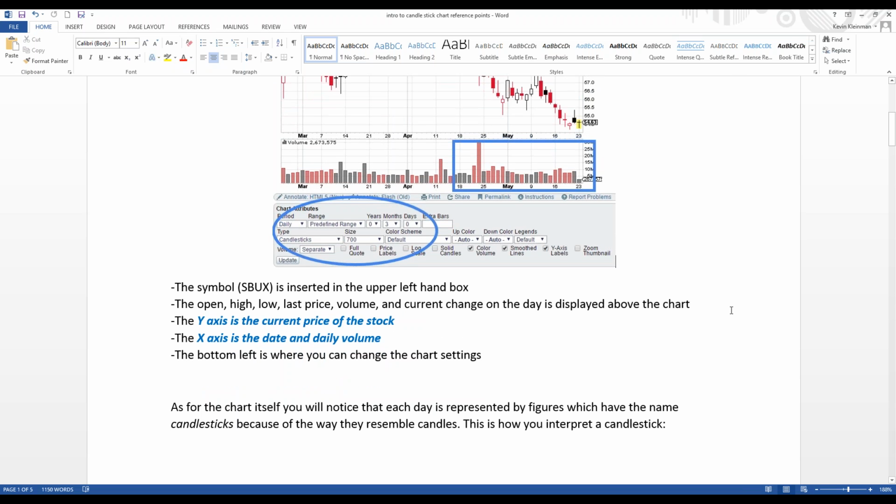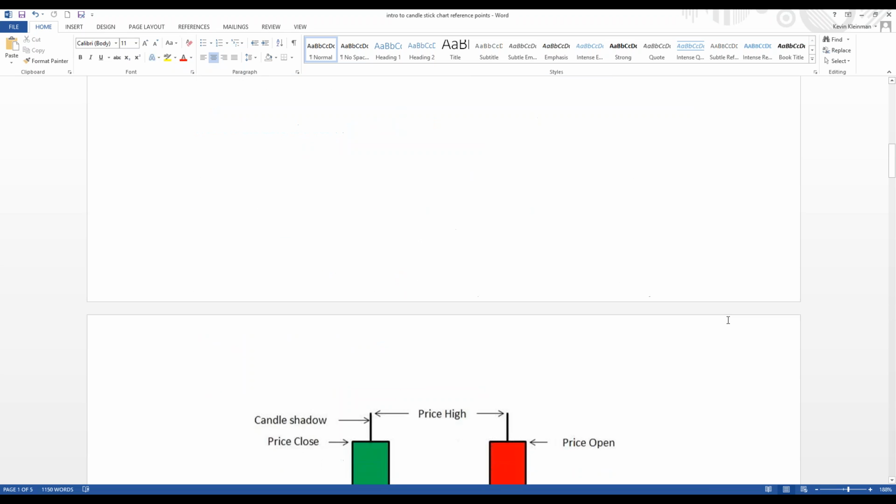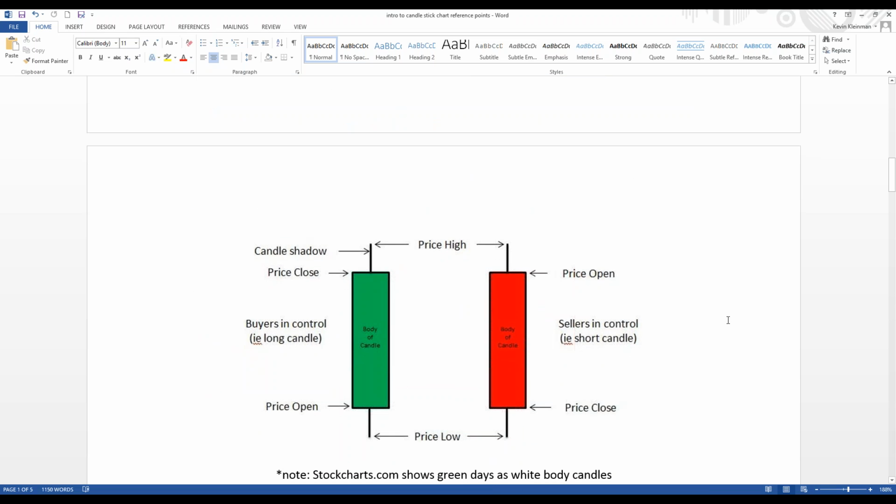Now, as for the chart itself, you will notice that each day is represented by figures which again are called candlesticks because of the way they resemble candles. We'll look at an image here that makes it look a little bit more clear. So now you can see it looks like a candle because if you imagine a candle, you've got a wick and you've got a body of a candle. So this is where they get their name from. Now how do you interpret this?